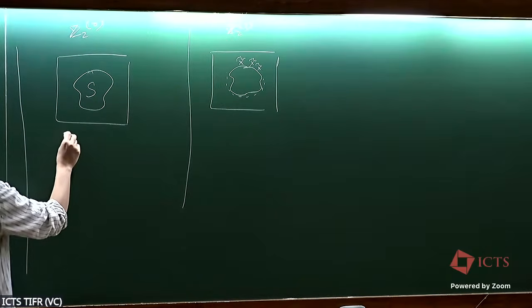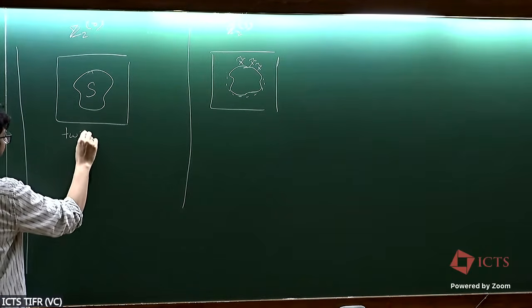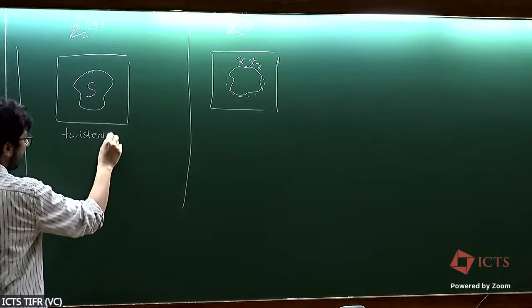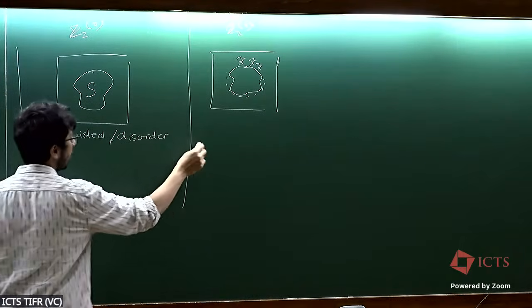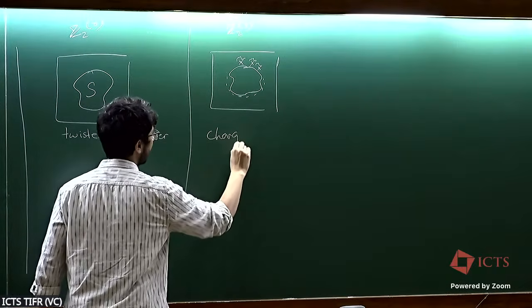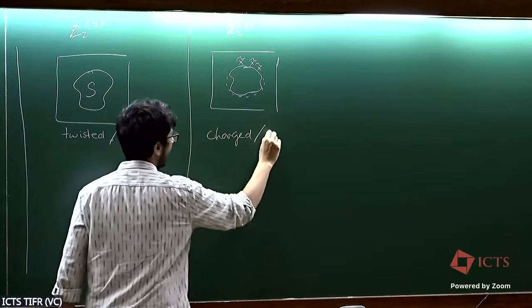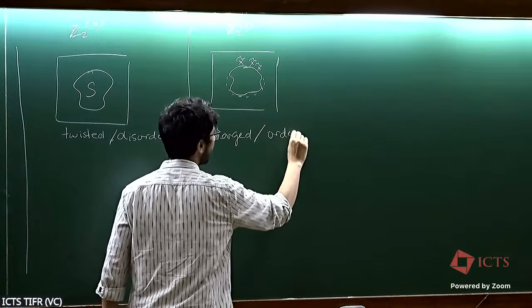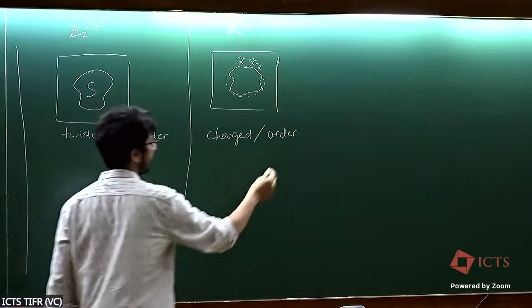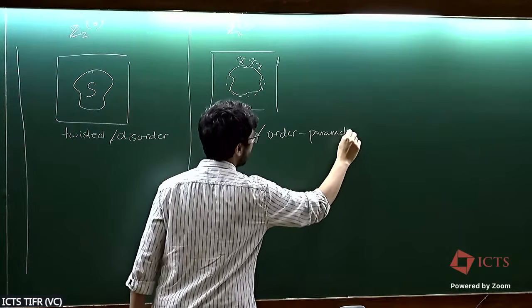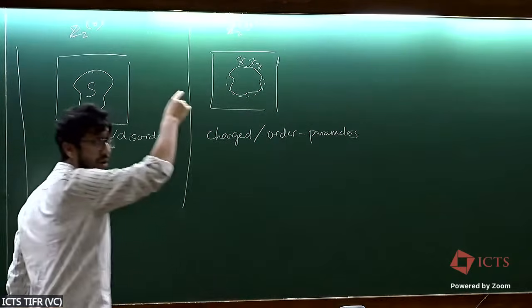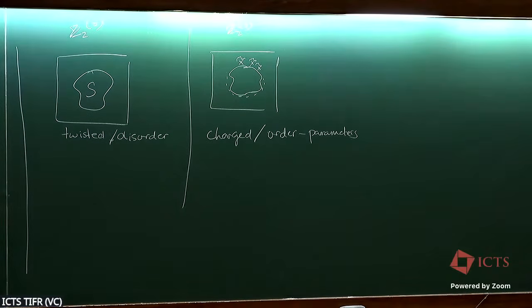This is a version of the statement that you might be familiar with, which is that twisted or disorder operators go to charged, or order parameters, symmetry breaking order parameters. This line, this product of X tildes on the lattice, is charged under this one-form symmetry.